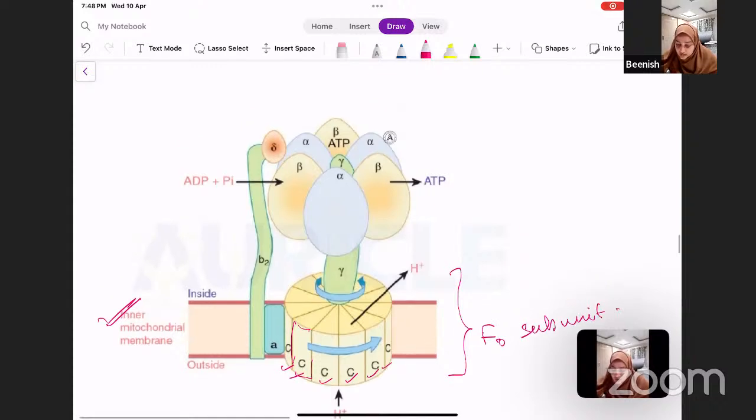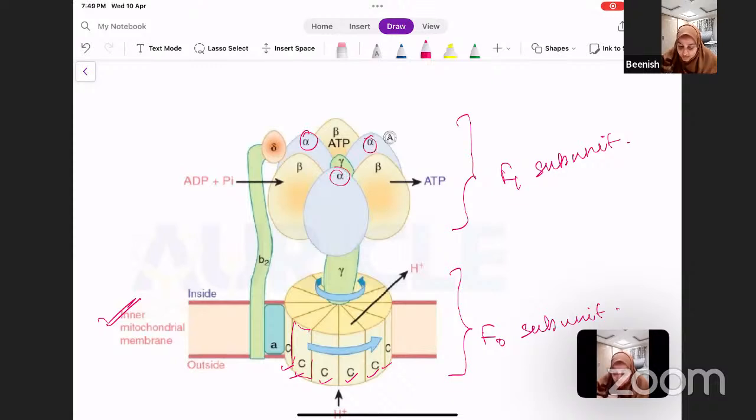Now, this is protruding into the matrix, and this being your F1 subunit. And you can very well see that it has 1, 2, 3 alpha, 3 beta subunits, and you can see this 1 gamma which is forming the bent axle. As you can see, you can appreciate this bent axle here. This gamma is forming the bent axle, and it says that this gamma is involved in the rotation.